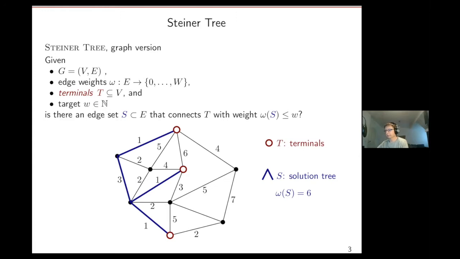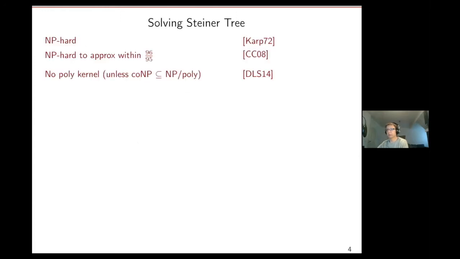And the problem is unfortunately quite hard. The bad news is that it was among the first problems to be shown NP-hard, by Karp in '72. But it's not only hard to solve exactly, it's also hard to approximate well. It is NP-hard to approximate within a factor of 96/95. It also has no polynomial kernel, even for reasonably large parameters, unless the polynomial hierarchy collapses.